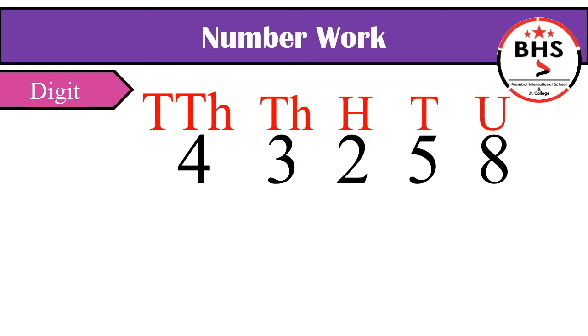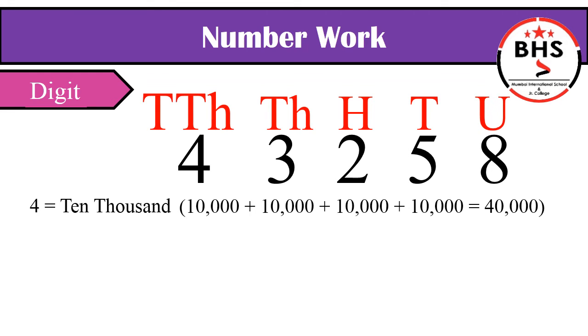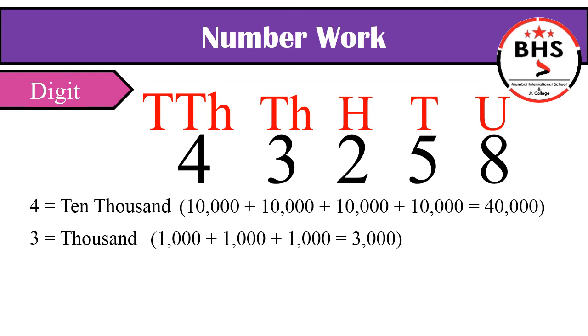Children, here the numbers are positioned according to their place. Let us start with number 4. Children, 4 is at the position of 10,000, which means there are 4 ten-thousands, which makes 40,000. Next, 3. Children, 3 is at the position of 1,000, which means there are 3 thousands, which makes 3,000.